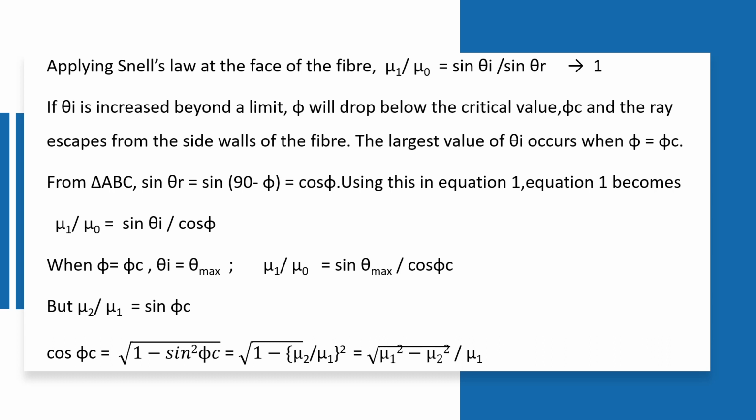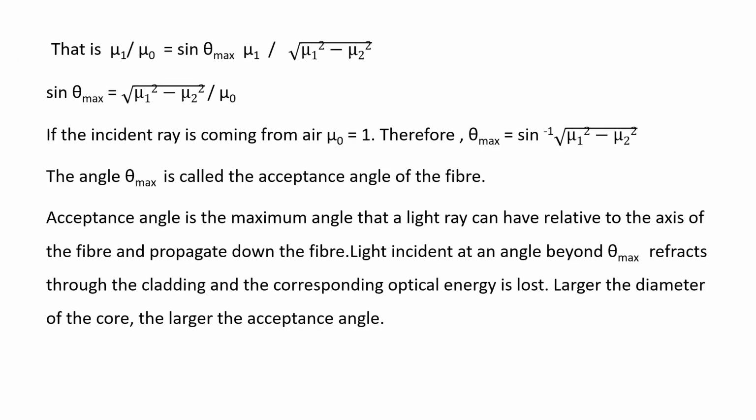Therefore, cos phi c is equal to root of 1 minus sin square phi c. Sin phi c is mu2 by mu1. Therefore, sin square phi c is mu2 by mu1 the whole square. Therefore, cos phi c can be written as root of mu1 square minus mu2 square divided by mu1. That is, mu1 by mu0 is equal to sin theta max into mu1 divided by root of mu1 square minus mu2 square. Therefore, sin theta maximum is equal to root of mu1 square minus mu2 square divided by mu0.